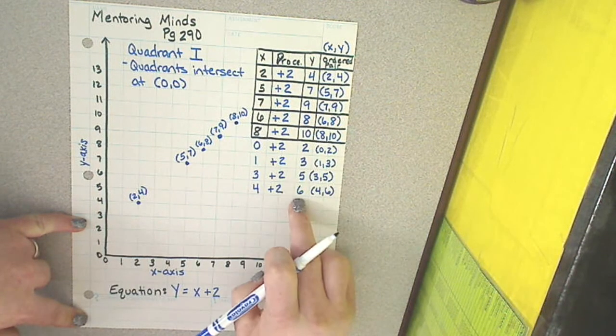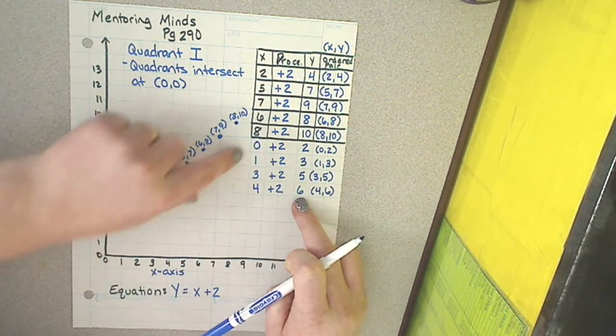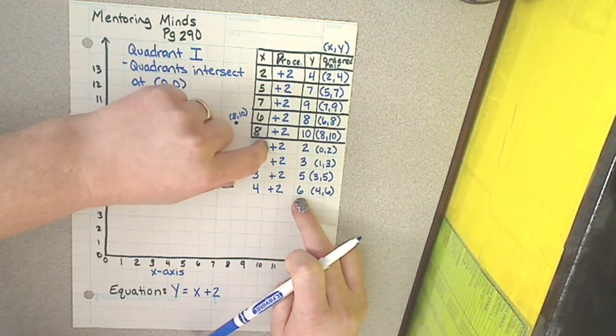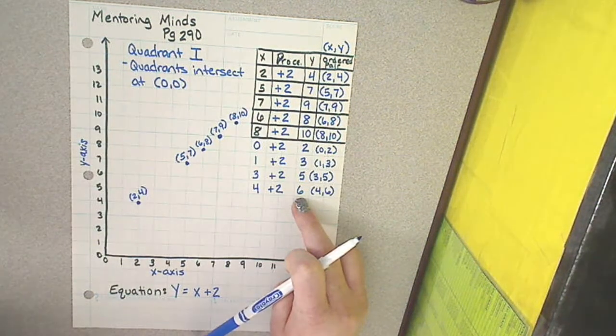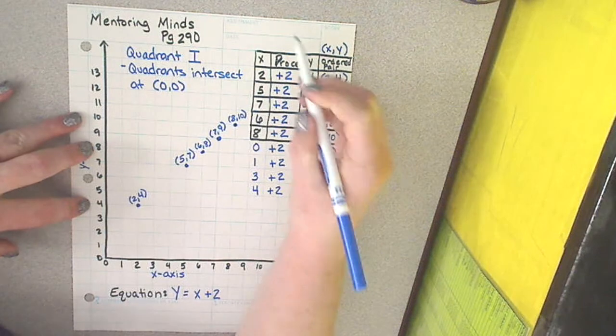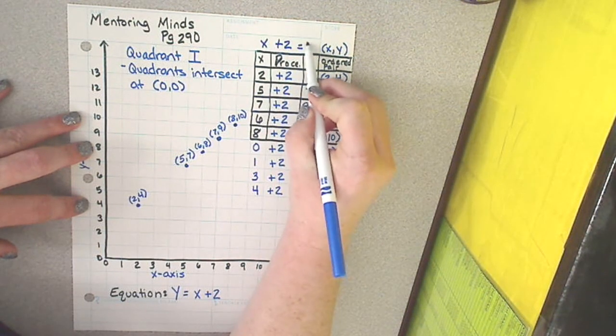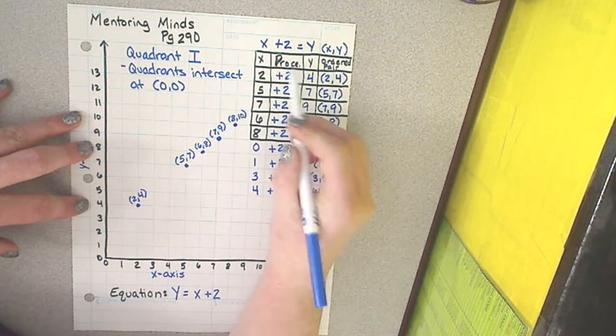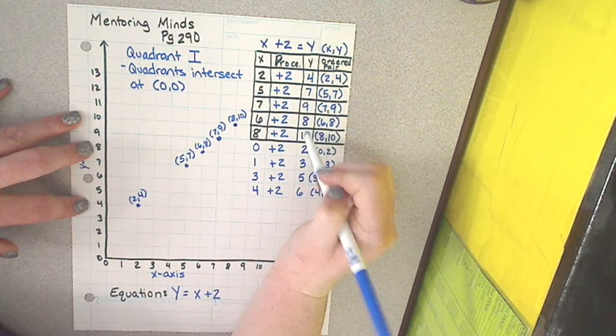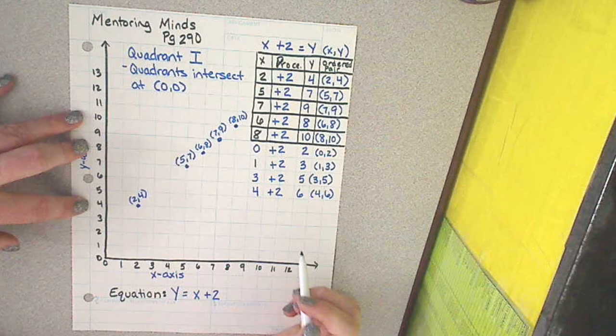And remember this equation. We were looking to solve for y. We had to take our x and add 2 to equal y. And we could even write it up here. x plus 2 equals y. And that even lines up with our input-output table.